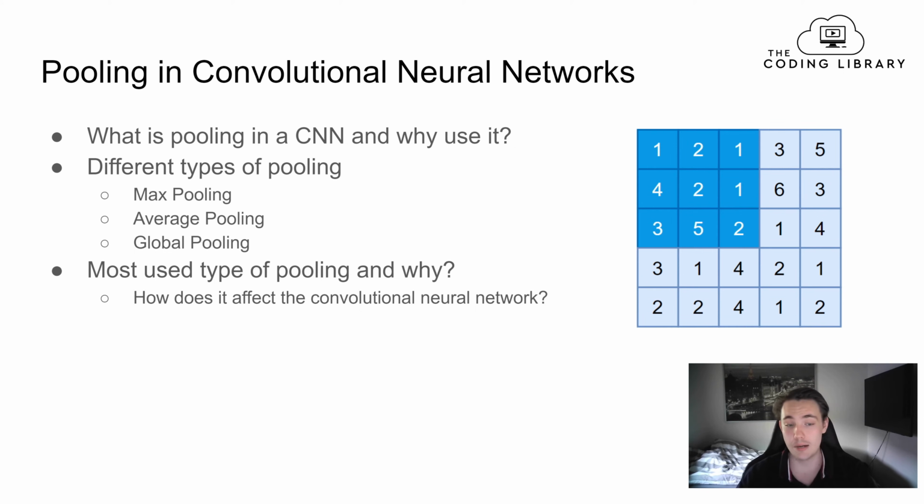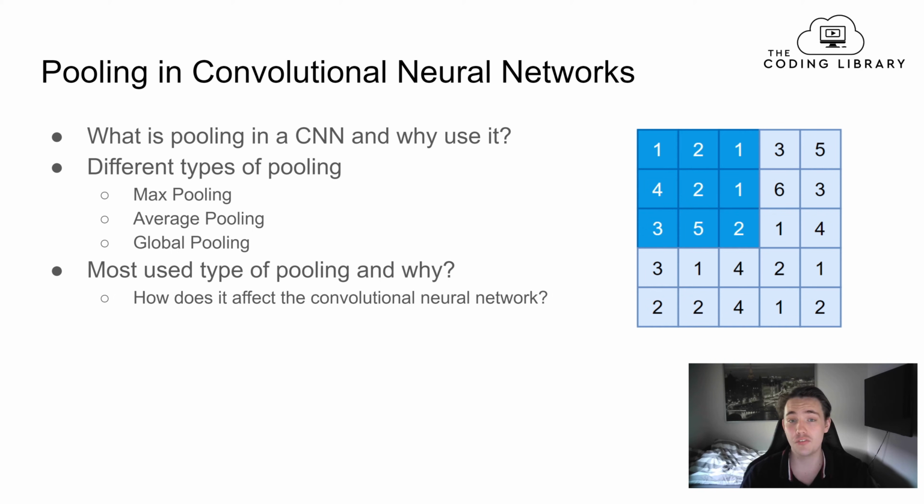So the most used type of pooling, and why it's used and how it affects convolutional neural networks, is probably max pooling. We often, as I already said, use a convolutional layer followed by max pooling layers, where we look at a region, go through the whole image element by element, and take the max element from the area that we're looking at.